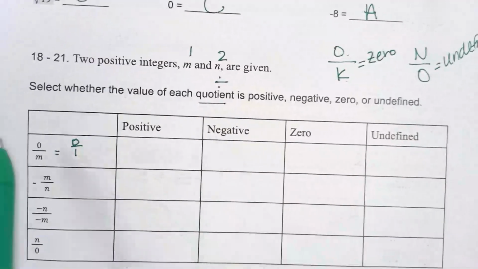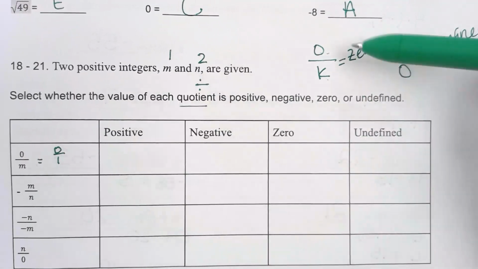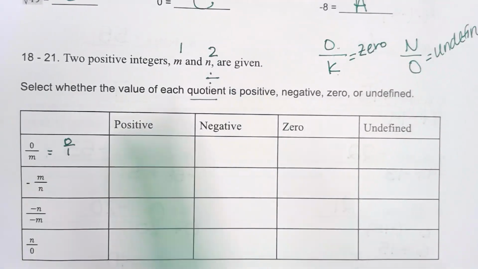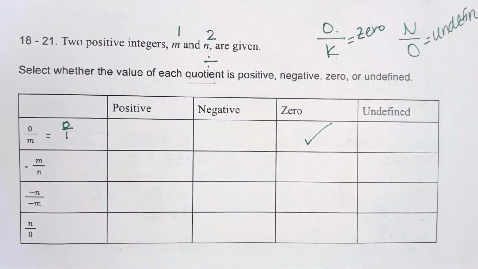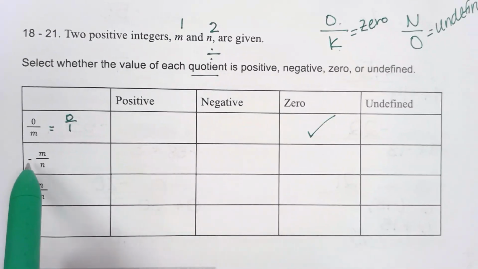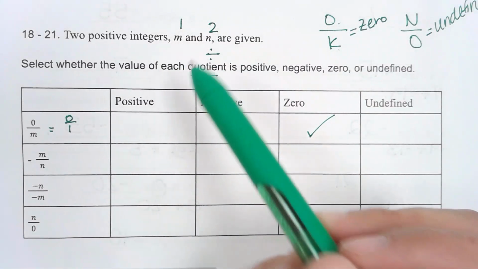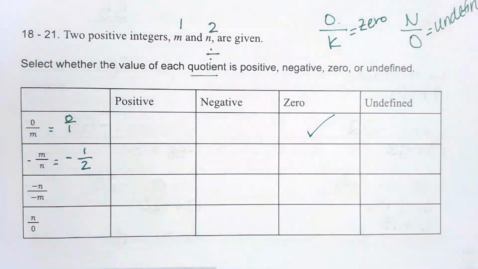So looking back at our expression here, we have 0 divided by 1. So remember, it is okay to take 0 divided by a number because that gives you 0. So this expression is going to give me a 0 value. All right, moving on to the next one. So here we have negative m divided by n. So remember, I can just plug in my two numbers that I have there. So that would be negative 1 over 2. So negative 1 over 2, well, obviously that's going to be a negative number.